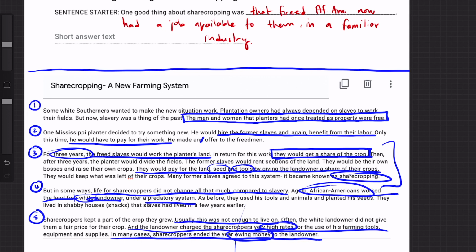So sharecropping became a system where they could do what they were already good at doing or used to doing, and getting paid for it, even if it wasn't all that much. So in my opinion, I think that was something good. Could it have been better? Yes. But was it good? I think so. And as long as you're able to explain that in the same way that I explained it to you guys, that's okay.